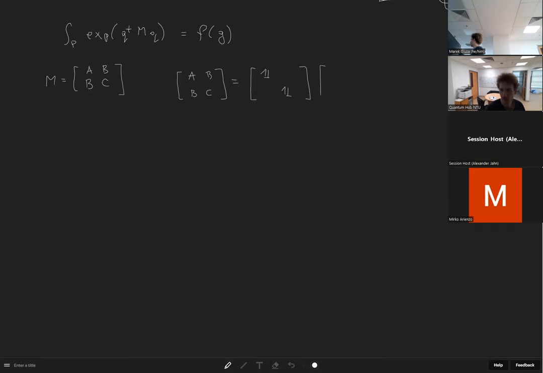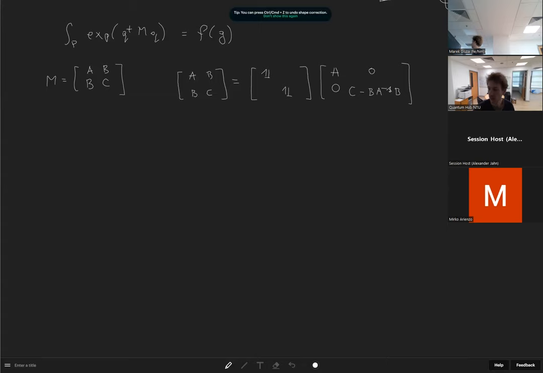So here we will have A. And here we will have C minus B A minus 1 B. And here we will have 0 and 1, 1, 0, here a 0. And now we need to think about which order to do. So I think this one will be A minus 1 B, and this one will be B A minus 1.